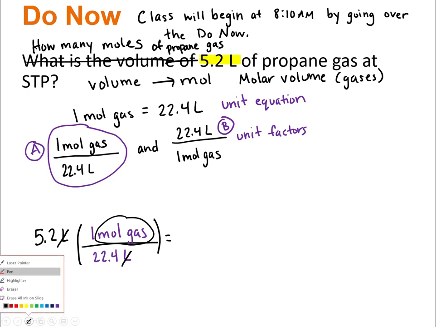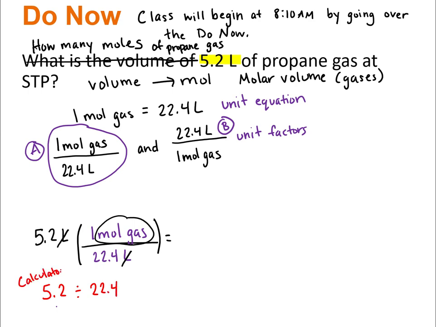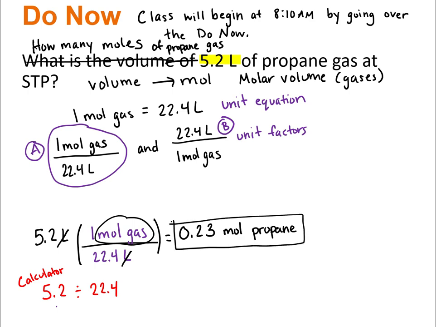In your calculator, you're doing 5.2 divided by 22.4. When you do that, and with sig figs, you should get 0.23 moles of propane. So this is a review of molar volume from last week. Our unit equation, that's molar volume. That is the definition of molar volume. So let me know if we're good here or if there are questions.